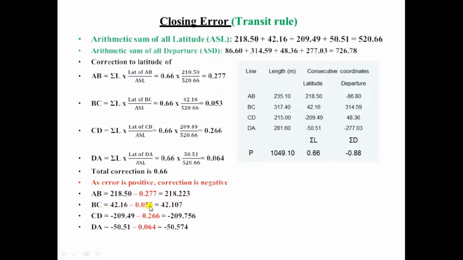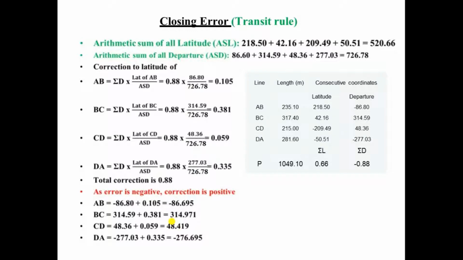After that, the correction applied for BC gives 42.107. In the same way we have to apply the correction for departure also and we can get the corrected reading. For departure, the error is negative, so the correction is positive. So we apply our correction, summarize the whole correction into our actual reading, and we can get the corrected consecutive coordinates of each line.